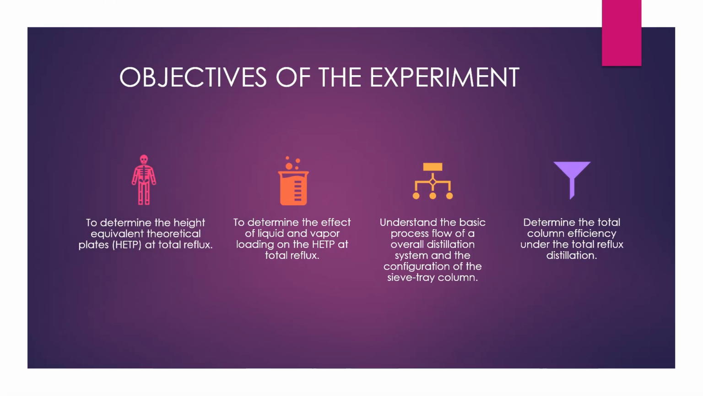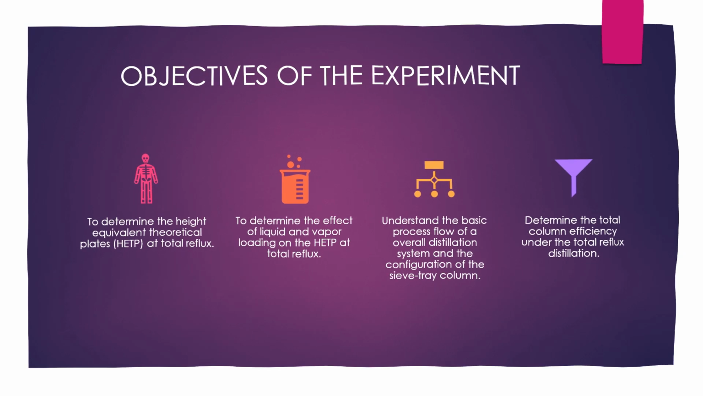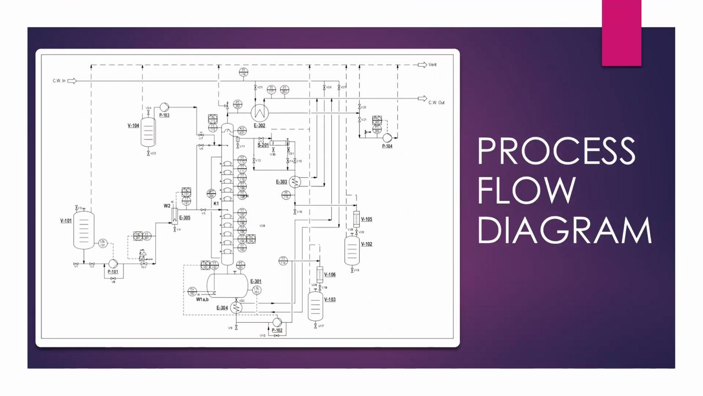The objective of the experiment: first, to determine the height equivalent to a theoretical plate, HETP, at total reflux. Second, to determine the effect of liquid and vapor loading on the HETP at total reflux. Third, to understand the basic process flow of an overall distillation system and the configuration of the sieve tray column. Lastly, to determine the total column efficiency under total reflux distillation. The process flow diagram.